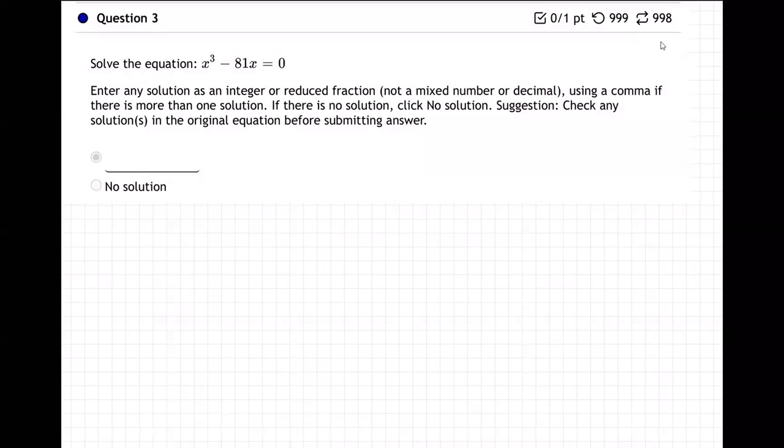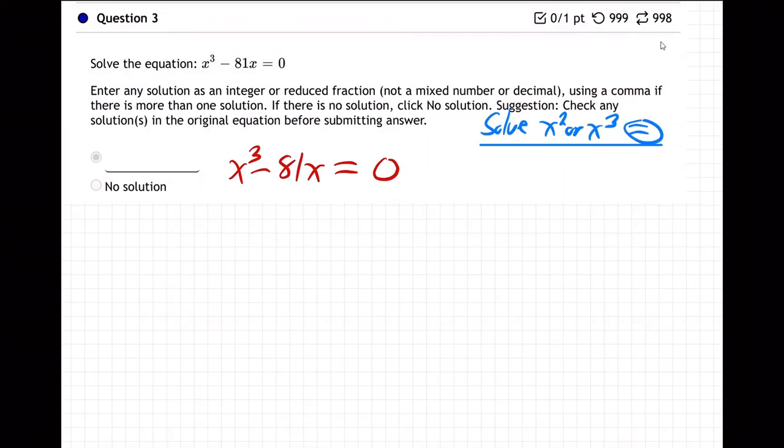Okay, so on this one, we're trying to solve this equation, and they basically tell us to solve it and separate the answers with a comma. Okay, so I'm going to bring this on. It's x cubed minus 81x equals 0. So how do we solve an x squared or x cubed with an equal sign? How do we do that?